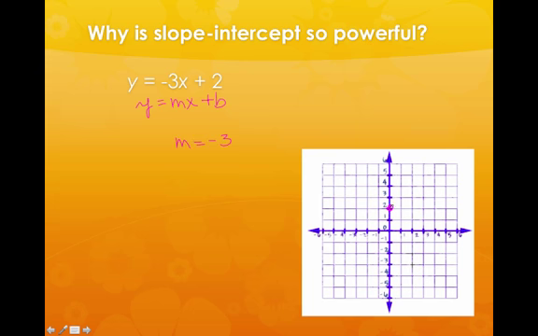I know that I can find this by going down 3 and over 1, or up 3 and back 1, and I can actually graph my line.